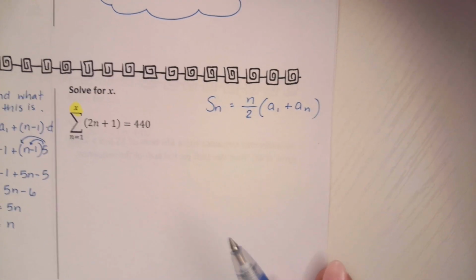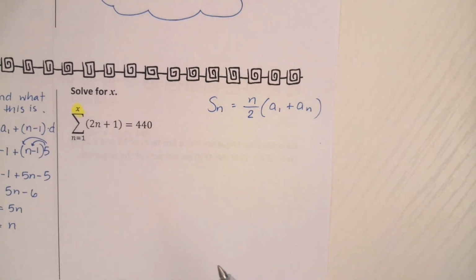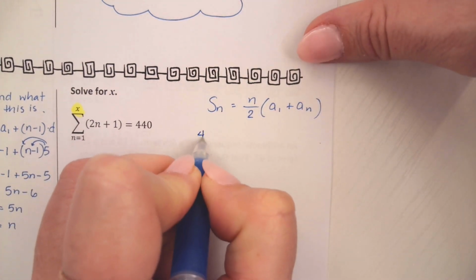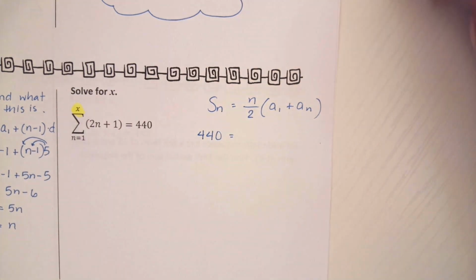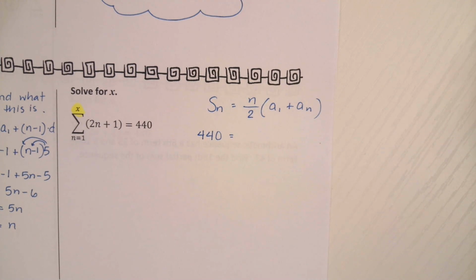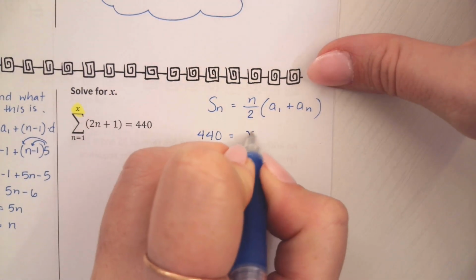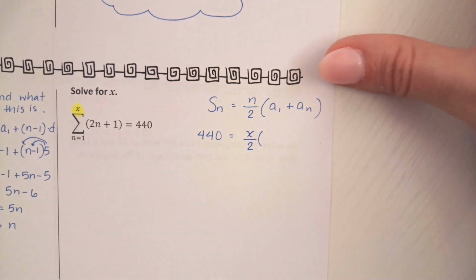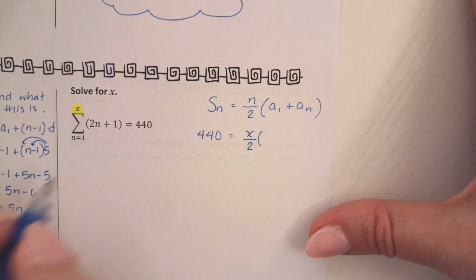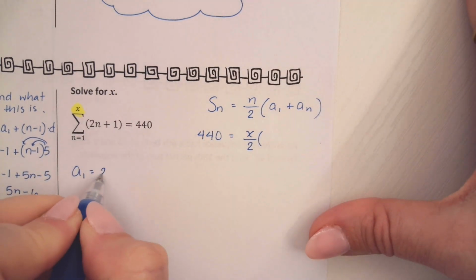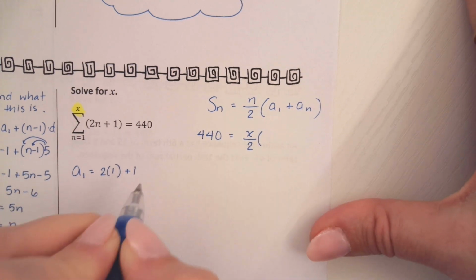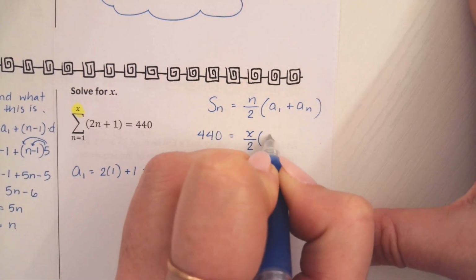Okay. For my Sn, what am I going to plug in? 440. We know the sum already. Very good. Okay. For my number of terms, technically we know it. X is the number of terms. 1 through x would be x amount of terms. So I'm going to have x over 2. Okay, and then my first term, we can find the starting term. 2 times 1 plus 1. Very good. It would be 3, so we can plug that in.